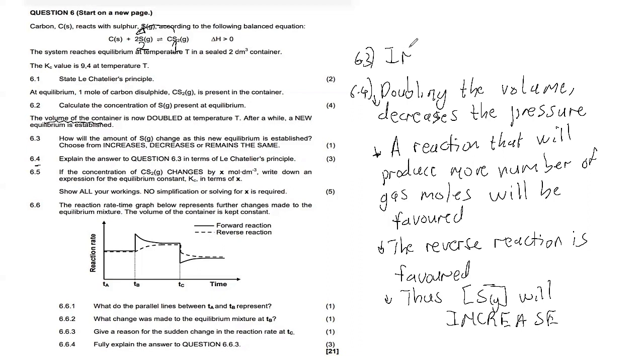And then that means, what is our answer for 6.3? It should have been increases. And then now we also have the explanation. Doubling the volume decreases the pressure. A reaction that will produce more number of gas moles will be favored, which means the reverse reaction is favored in this case. And then thus the concentration of the sulfur gas will increase.